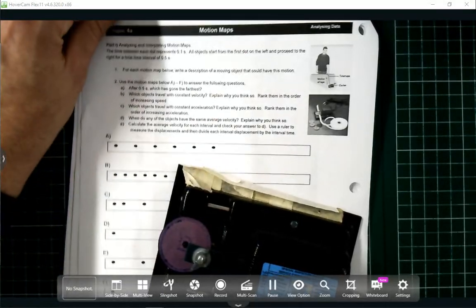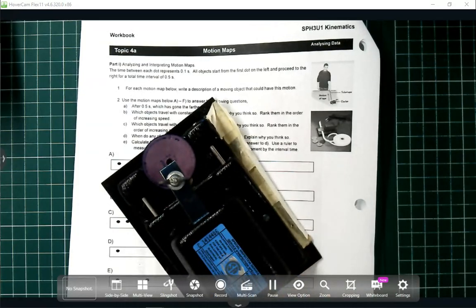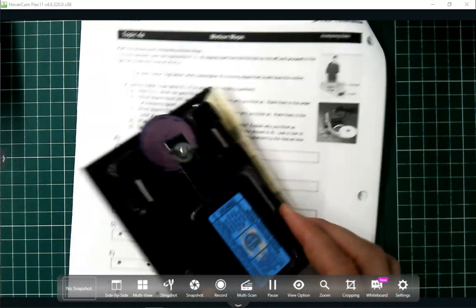All right, so here we are. We're going to talk about motion maps. And the chief tool that we're going to use for talking about motion maps, at least for one-dimensional motion, is called a ticker timer.